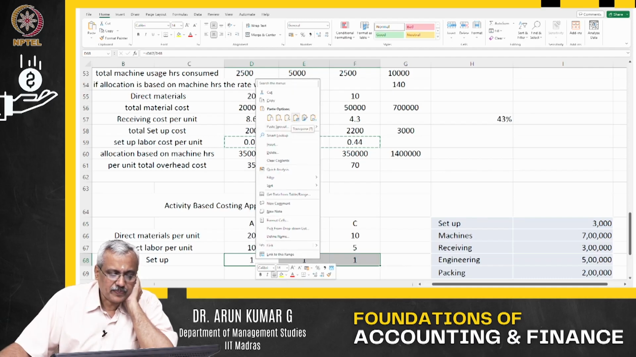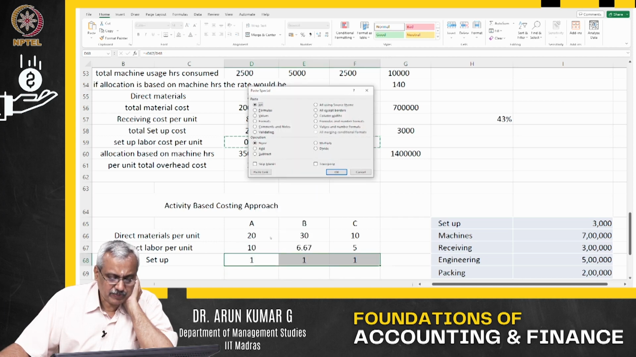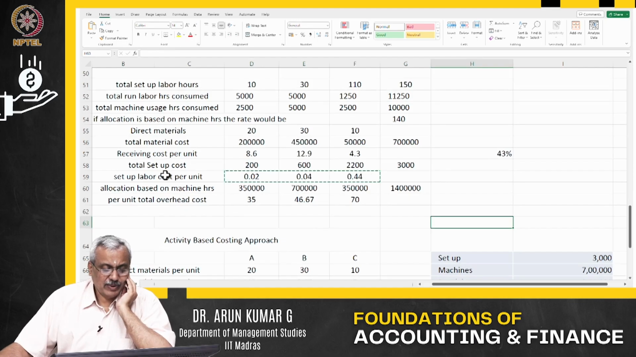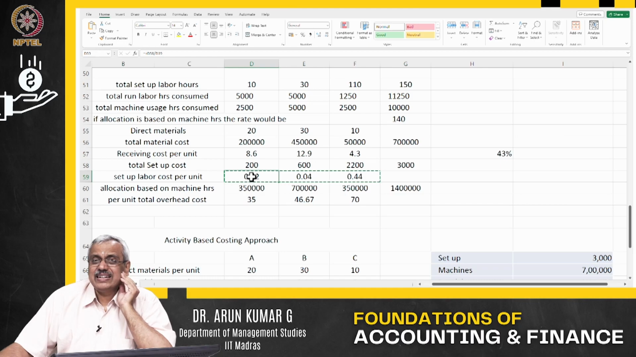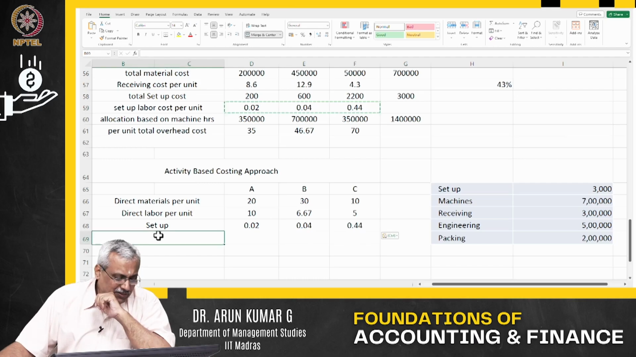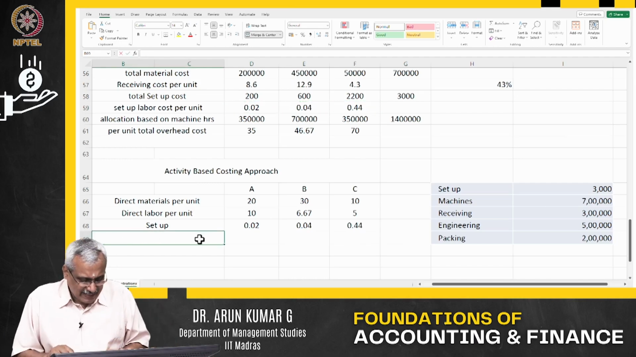I am just going to paste special. I am going to paste values, because we have said number of hours, very clear. So based on the number of hours, we have arrived at a setup cost per unit. So let us keep that. That's perfectly all right. Now let us go to the next one. Let us say receiving.